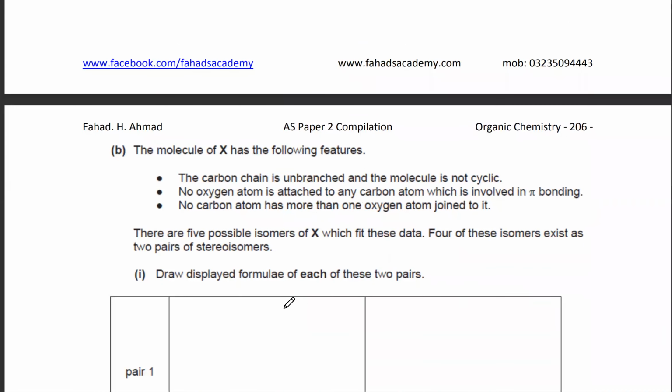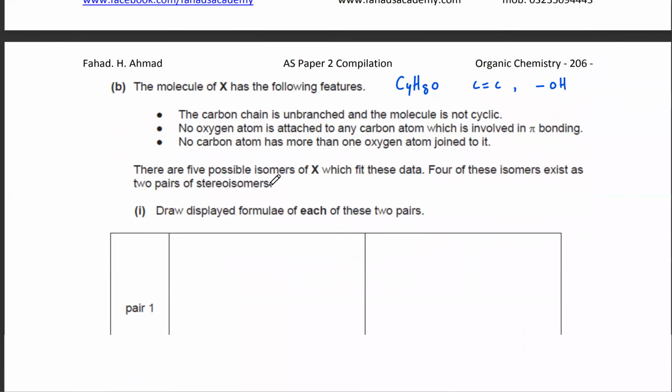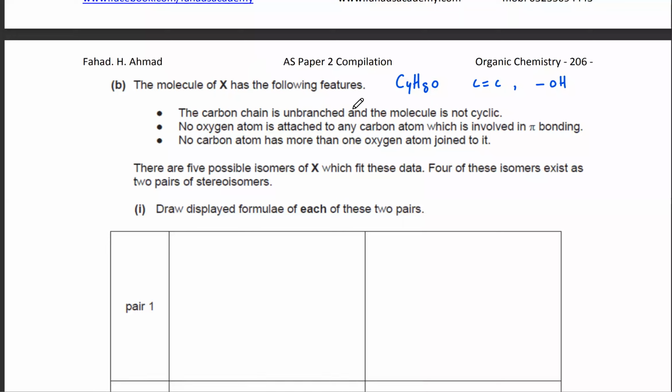So we've got X, we figured out X, C4H8O2. It's got a double bond. That's one thing that we figured out, and it's got OH groups, alcohol groups. So there are two things that are part of this molecule. Now he's saying that the carbon chain is unbranched and the molecule is not cyclic. The first thing, carbon chain is unbranched. So that means the 4 carbon atoms are in a line, which means all of them are lined up.